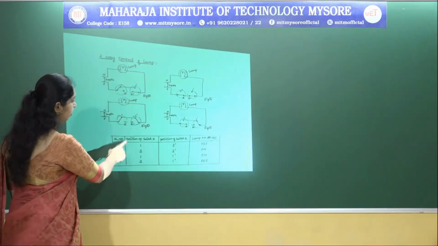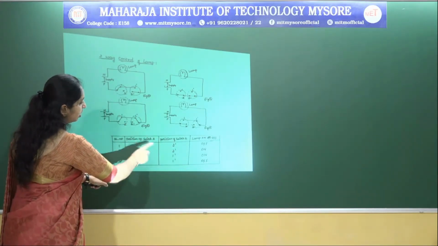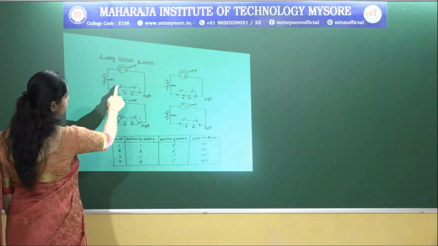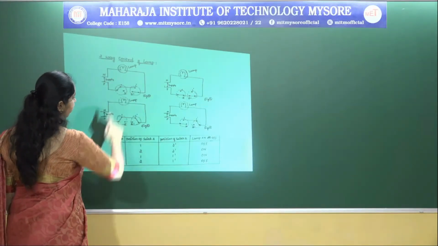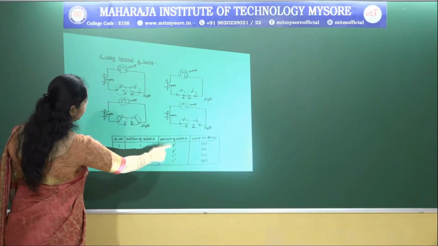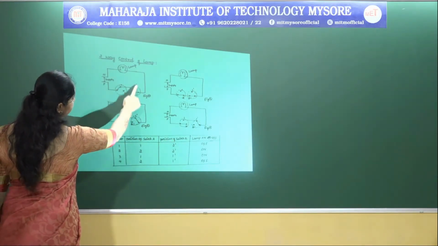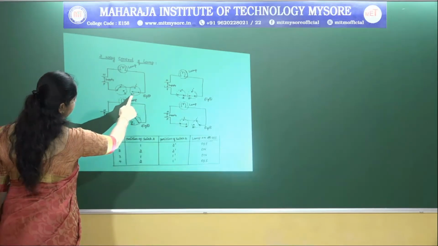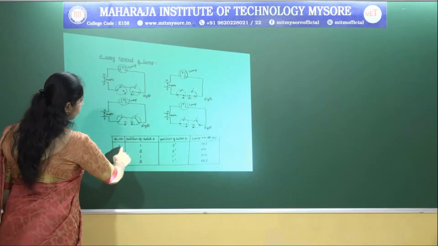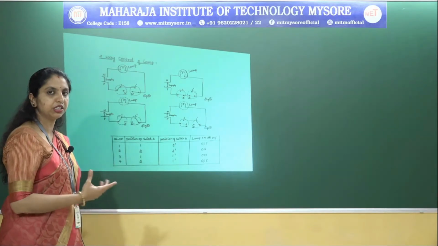According to the connection, we have considered the table over here. Let us call this switch A and this switch B. What is the position of switch A? It is at 1, and the position of switch B is at 2 dash. Since there is no connection between 1 and 2 dash, the lamp condition will be off.